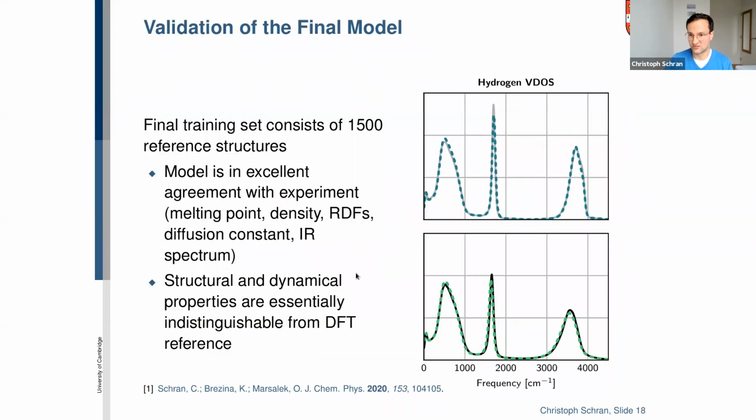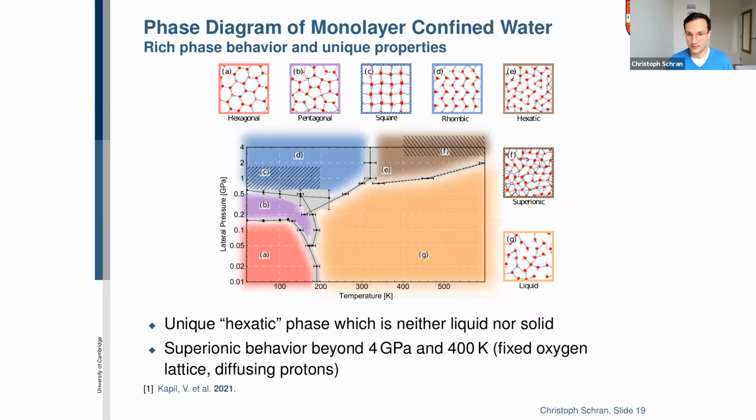And for a final note on this, we have of course also benchmarked the performance. You see again very good agreement, for example, for the melting point, the density, radial distribution functions, IR spectrum, and so on, and also for the vibrational density of states shown here on the right. And that can then be used, for example, to study the phase diagram of just a single layer of water confined by a Lennard-Jones potential, which is recent work in collaboration with Venkat Kapil.